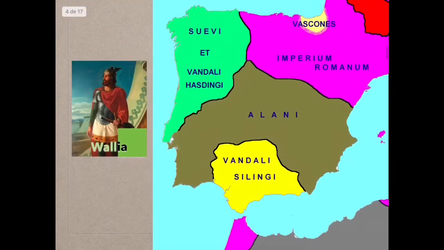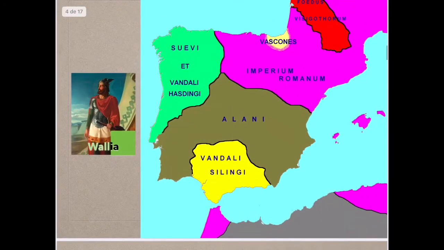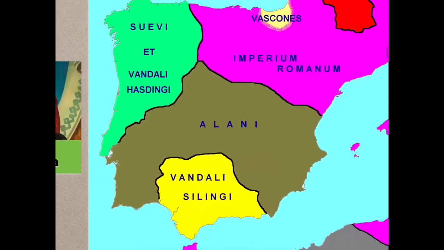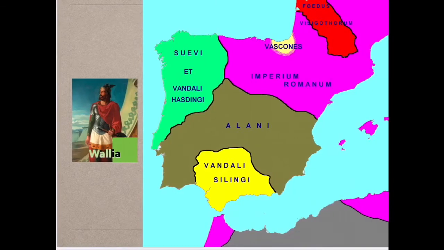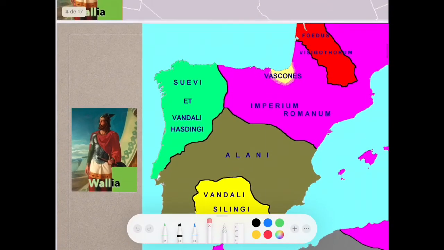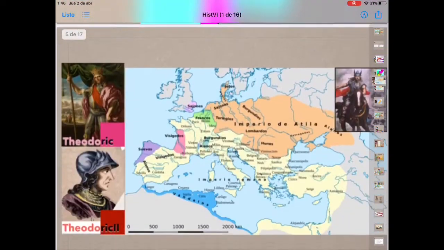Balia went towards Hispania and tried to recover it for Rome, because all these peoples, the Suevians, the Vandals, the Alans, were invading Hispania, which was Roman territory. So Balia returned into the service of Rome. He became a foederati again, and he defeated these peoples over here.